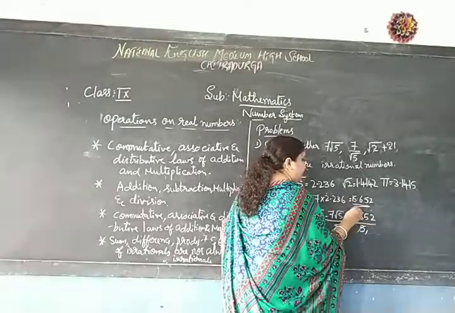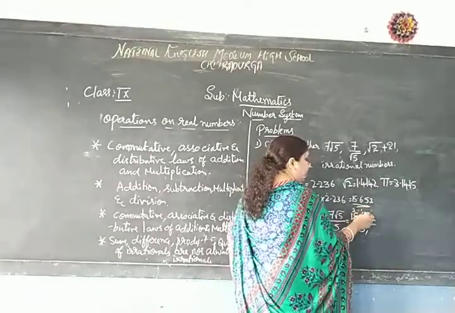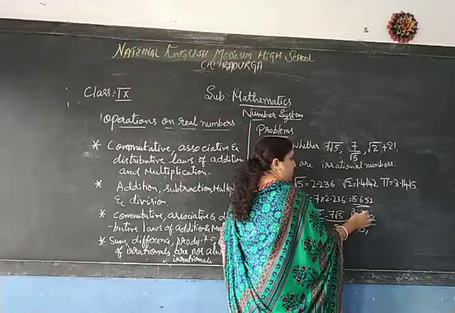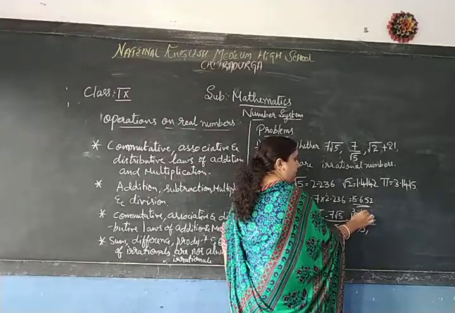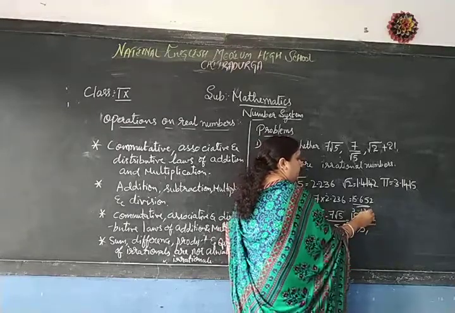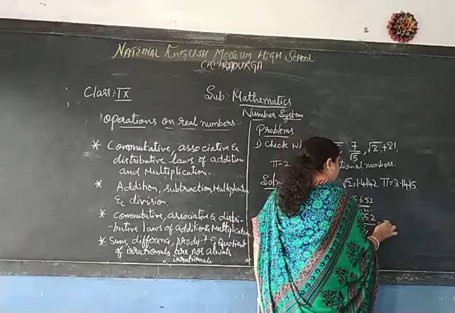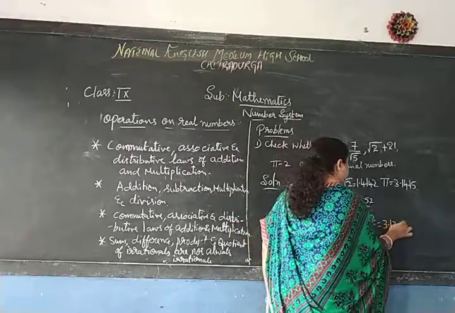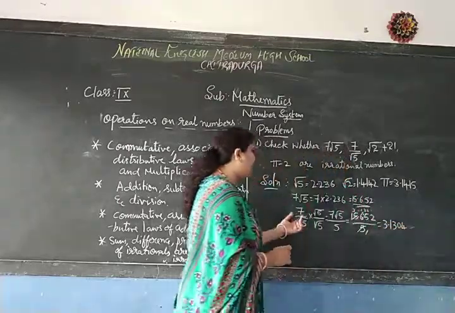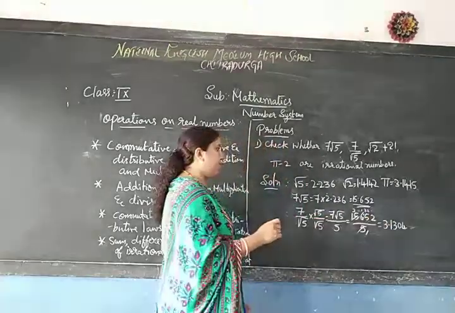5 1s are 5, 5 3s are 15, 0.7, 1 is 7 and then you will get the remainder here 15. 7, 5 1s is 5 and you will get the remainder 1. So this will become 15, 5 3s are 15. So again you have to write 0 like that. It will be 3.1304. Okay. So here the value of 7 by root 5 is equal to 3.1304.